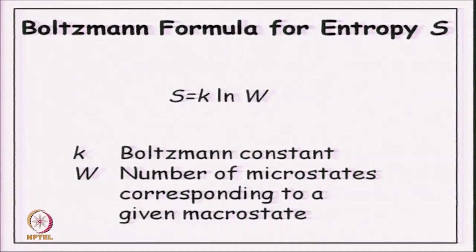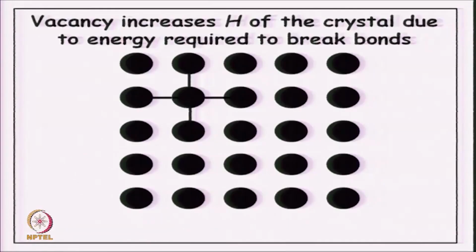For the current case, the entropy S is best given by the Boltzmann formula, S = k log W. This is a statistical relationship given by Boltzmann, where k is the Boltzmann constant and W is the number of microstates corresponding to a given macro state. Let us see what we mean by this, the meaning of W, the number of microstates corresponding to a given macro state.